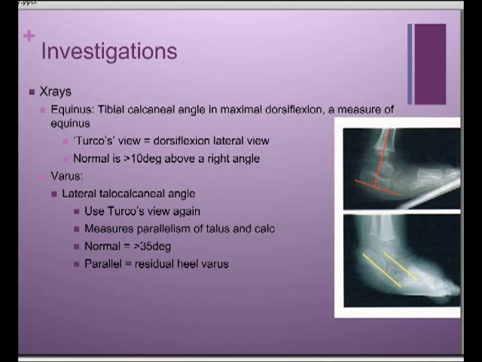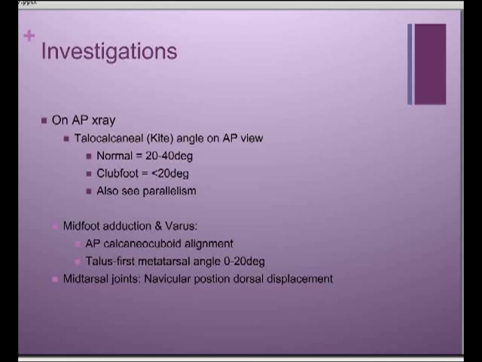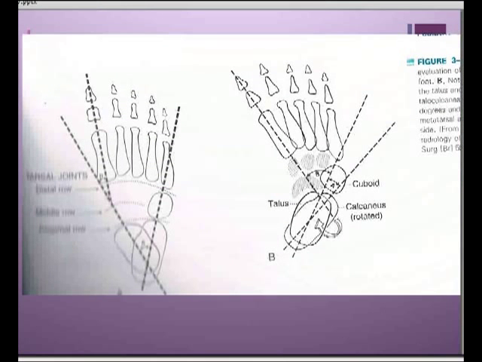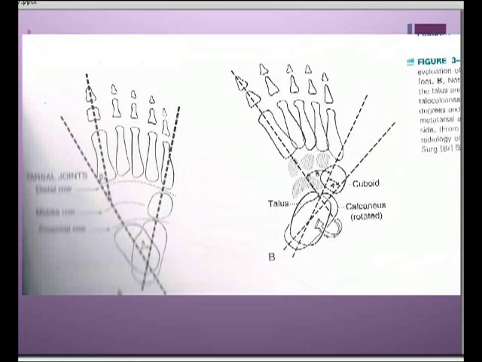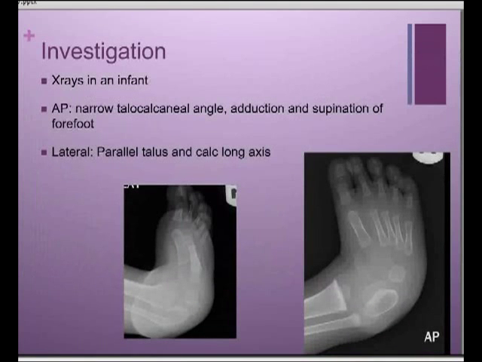On the AP x-ray, which I'll show you in a sec, there's a talocalcaneal or Kite angle, which is between the talus and the foot, and it should be around 20 to 40 degrees. And then the clubfoot midfoot adduction and varus can be assessed using the calcaneocuboid alignment and also the talus first, which is... this is another x-ray and in AP, the narrow talocalcaneal angle.